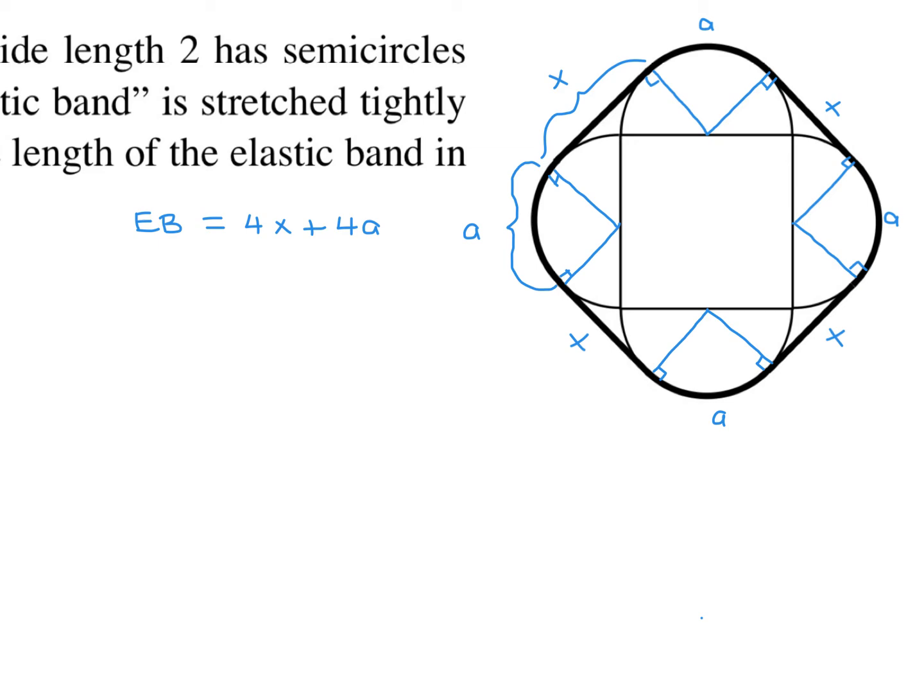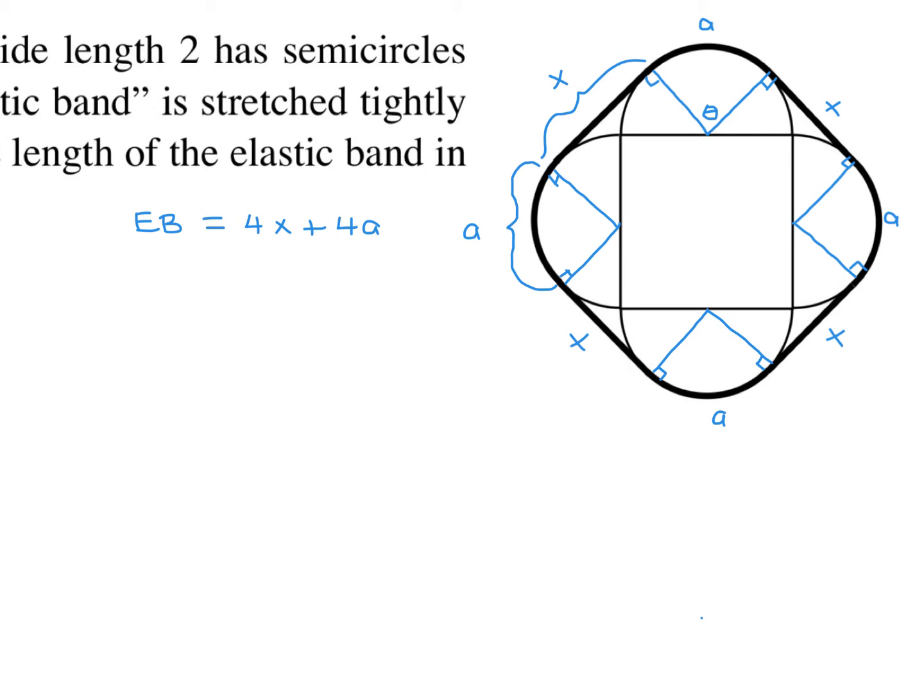Okay, all I need to do is figure out the length of x and the length of a. So where do I go from here? Well, it would be very helpful if I can figure out this angle, because that would tell me what percentage of the total circumference a is.